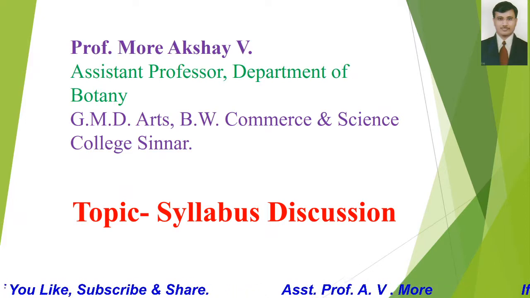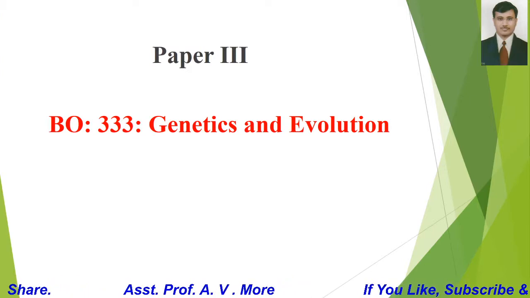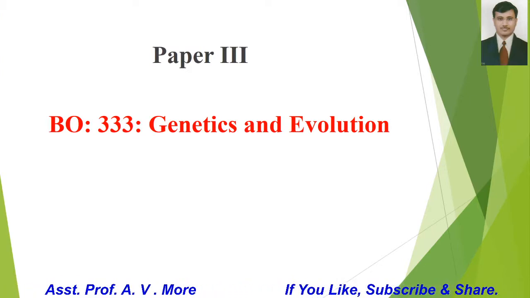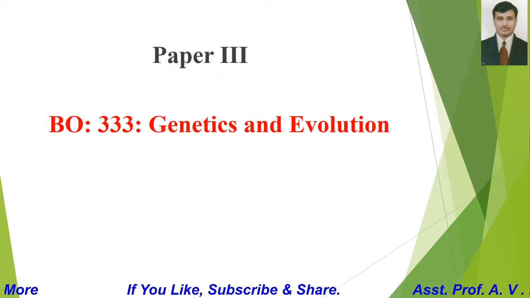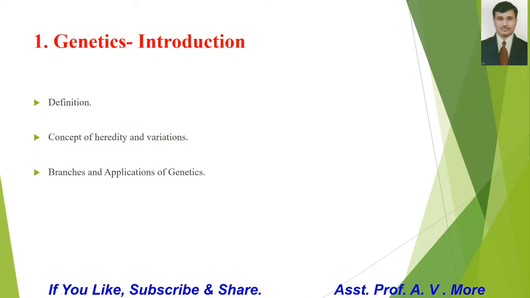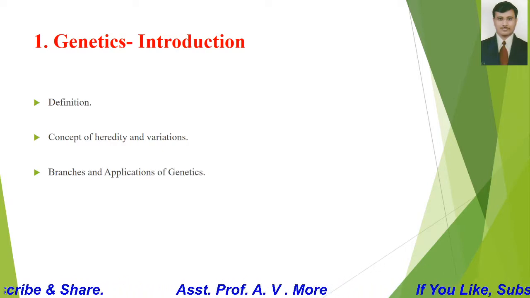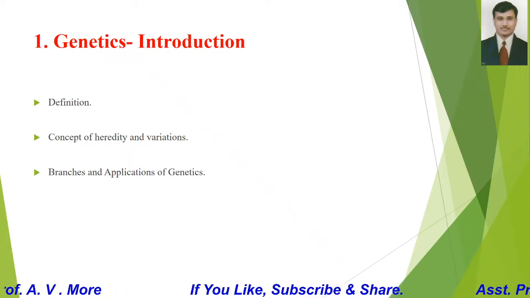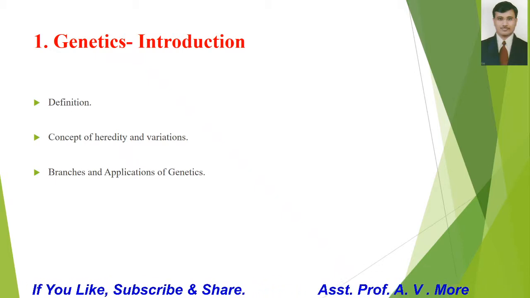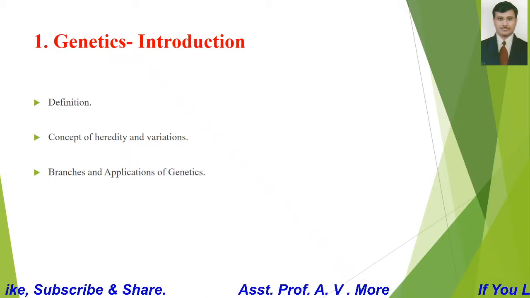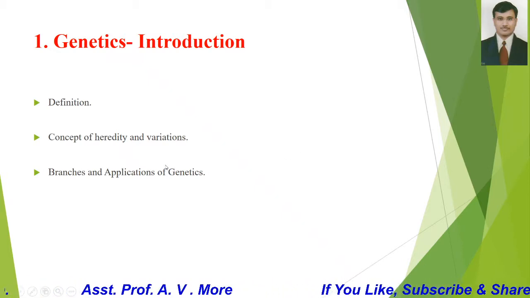Friends, today we are going to discuss our next paper, that is Genetics and Evolution. This is paper number three, BO 333 Genetics and Evolution. We are going to see the syllabus. Topic number one, introduction. In that topic we have to study the definition of genetics, the concept of heredity and variation, and the branches and applications of genetics. Friends, all this topic we have to study in this unit.